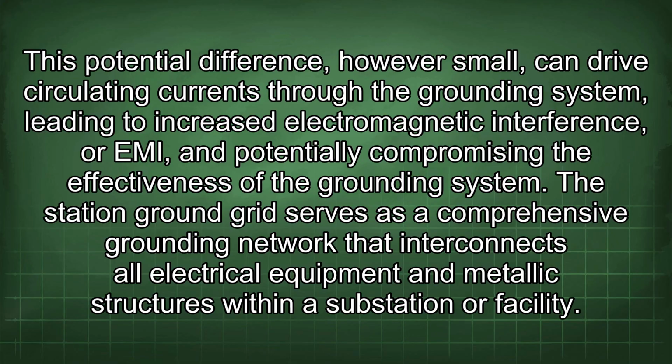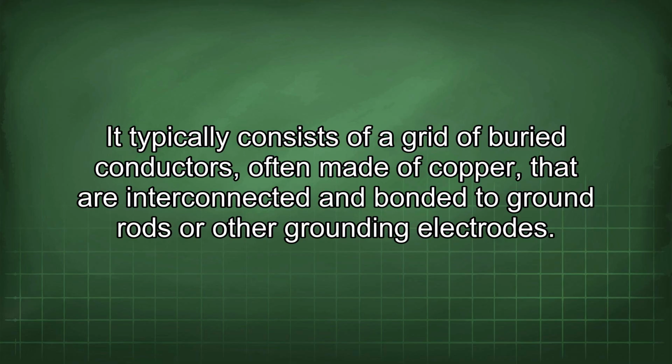The station ground grid serves as a comprehensive grounding network that interconnects all electrical equipment and metallic structures within a substation or facility. It typically consists of a grid of buried conductors, often made of copper, that are interconnected and bonded to ground rods or other grounding electrodes.